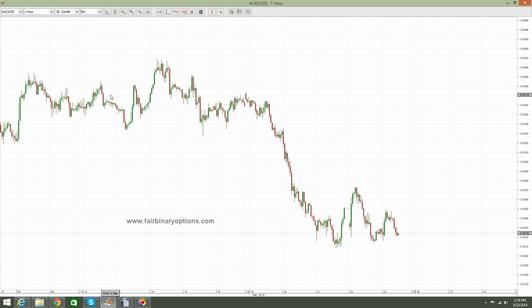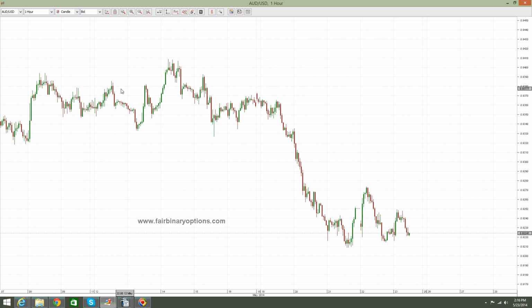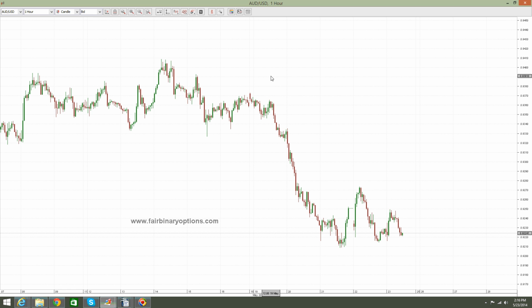I would say that the move to the downside from these highs is nothing but an impulsive move, part of a flat. So that should basically be labeled as a C wave.